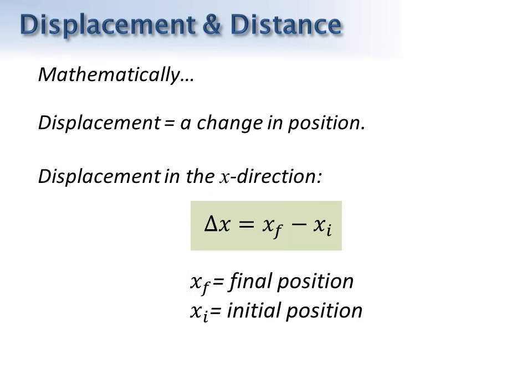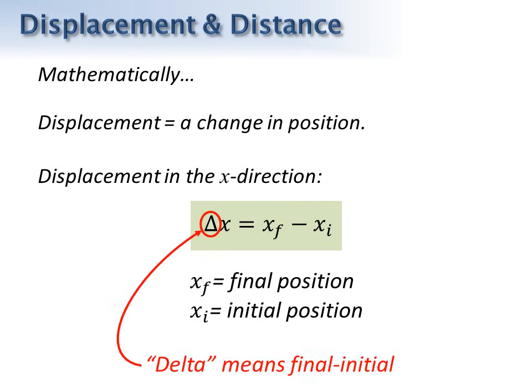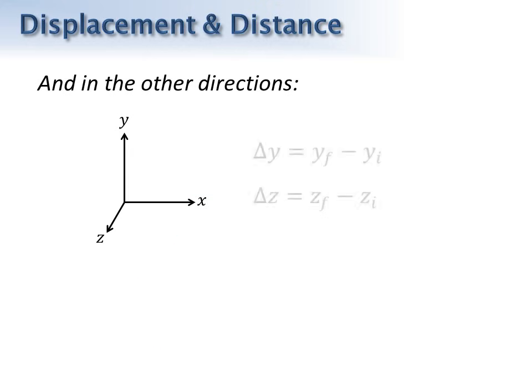The xf and xi are final and initial. Notice that delta for us always means final minus initial. It never means initial minus final. That's true in math and other disciplines too, so please always remember it's final minus initial. So that's displacement in the x direction. We can do it in the other directions as well. In the y direction, it's y final minus y initial, and in the z direction, it's z final minus z initial. So obviously they're pretty much the same.